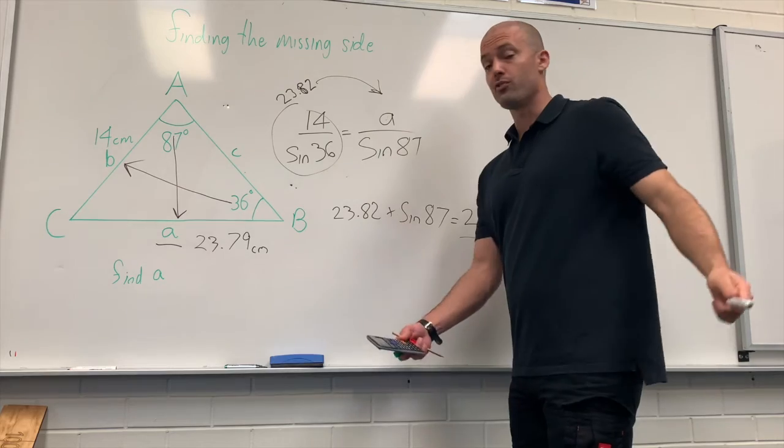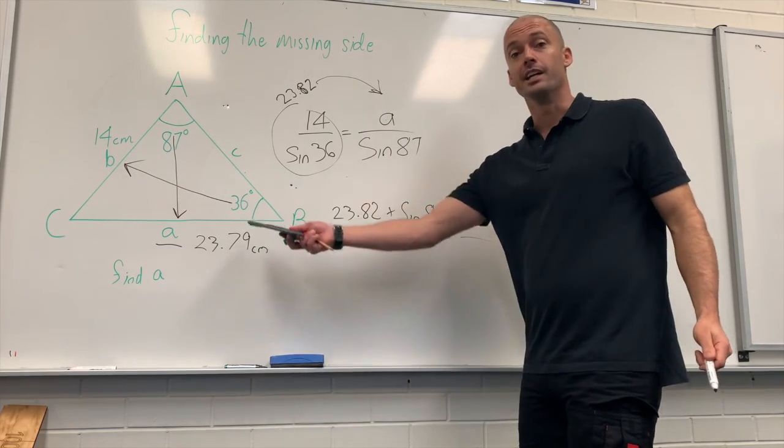So there we go, 23.79. So that's the sine rule, finding a missing side.